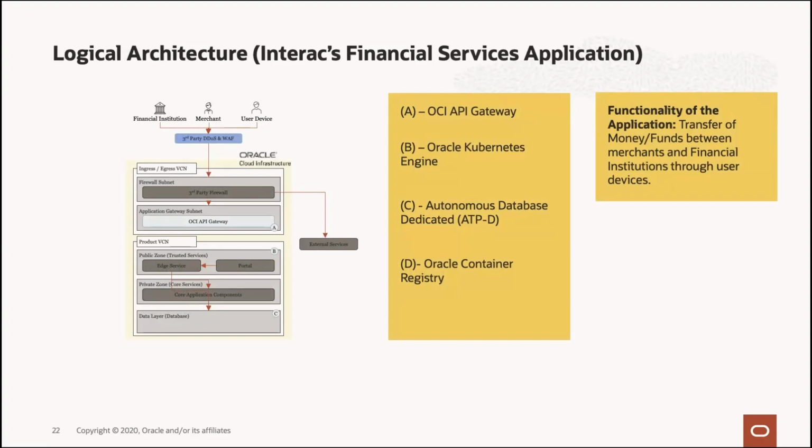If you look, API Gateway, Oracle Kubernetes Engine, which uses the upstream Kubernetes, Oracle Autonomous Database Dedicated, so that you don't build your own, and Oracle Container Registry, which is OCR. So these are the capabilities that we use.